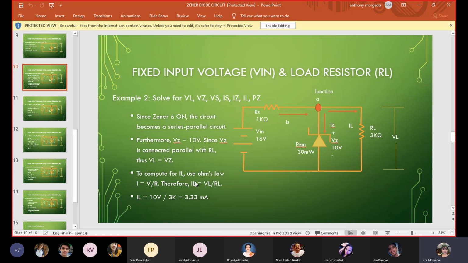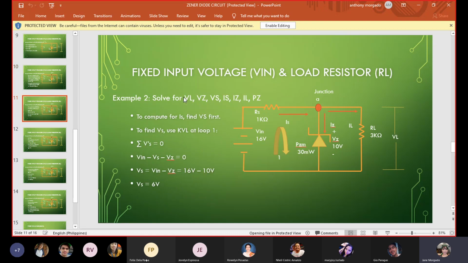To compute for IL, we use Ohm's law. Ohm's law is V equal to IR, therefore I is equal to V over R. Tama ba? Voltage over resistance. Therefore, IL is equal to VL over RL. So alam natin that VL has become equal to VZ. Kaya we use 10 volts over 3K. Therefore, IL is equal to 3.33 milliamperes. So, yung current na magpo-flow through RL is equal to 3.33 milliamperes.